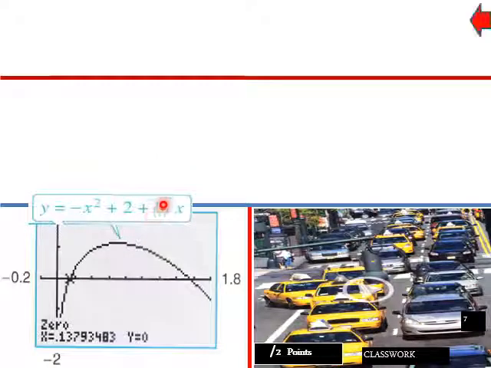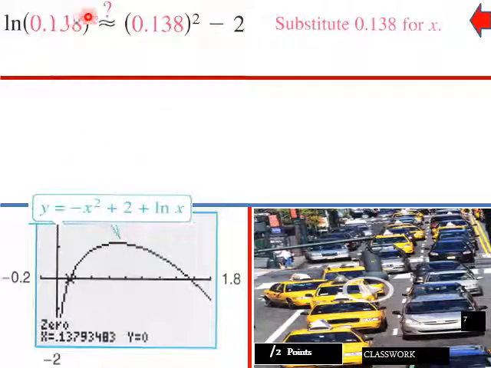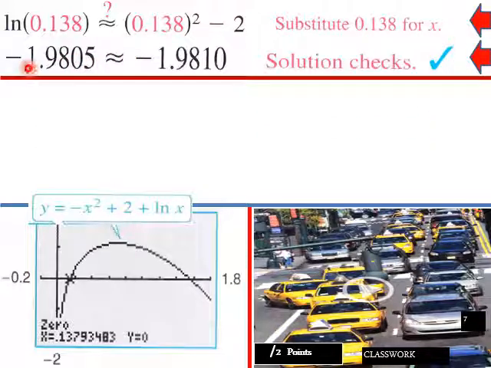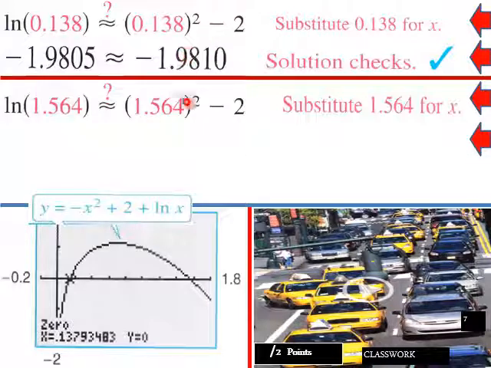Equation, and then plug in here. Substitute 0.138 for x. And then we get negative 1.9805 approximately equals negative 1.981. So that checks. The first one checks.